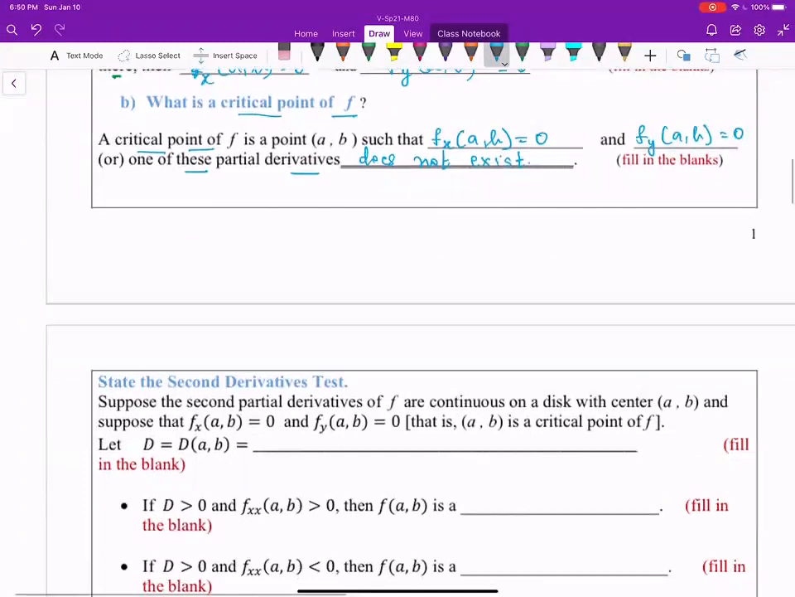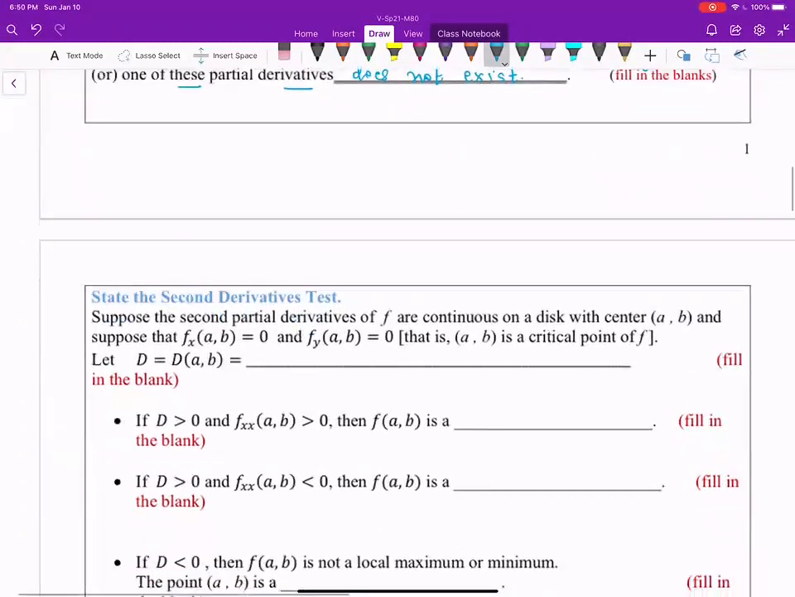State the second derivative test. This is also known as the D test. Second derivative test, or the D test.